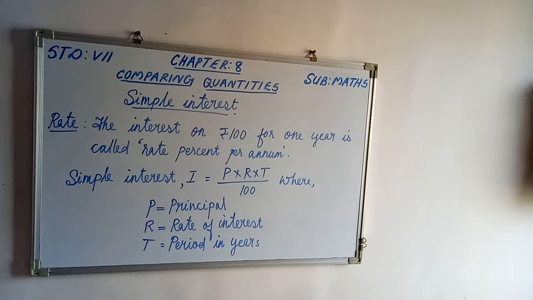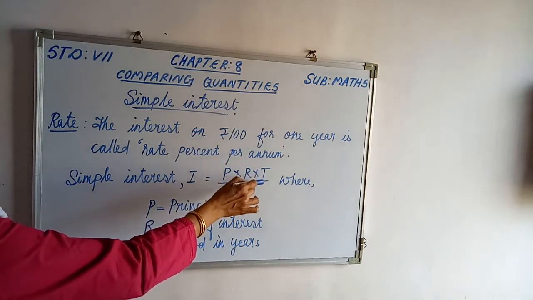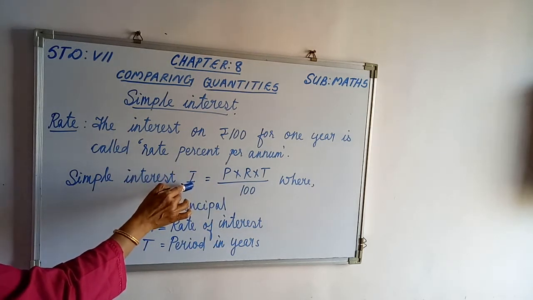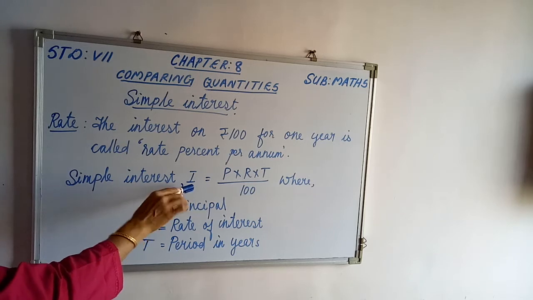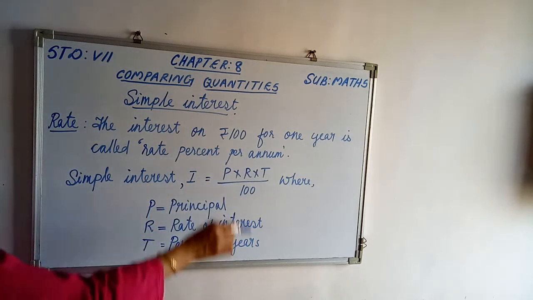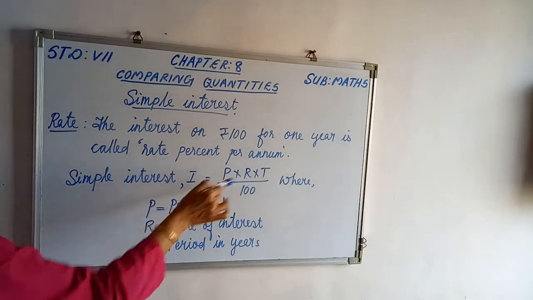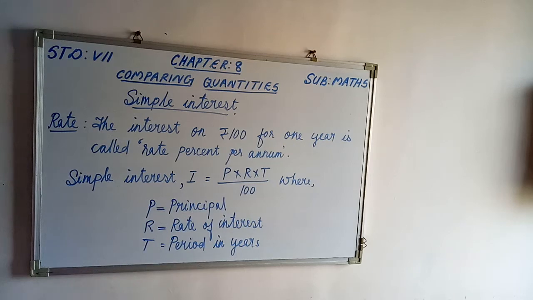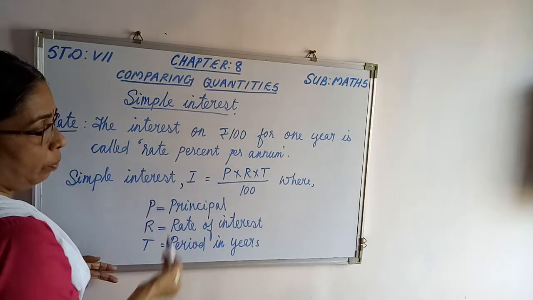Simple interest can be calculated using the formula P into R into T upon 100. We use the symbol I to denote simple interest. So I is equal to P into R into T upon 100, where P is the principal, R is the rate of interest, and T is the period in years. This way we can calculate the simple interest.